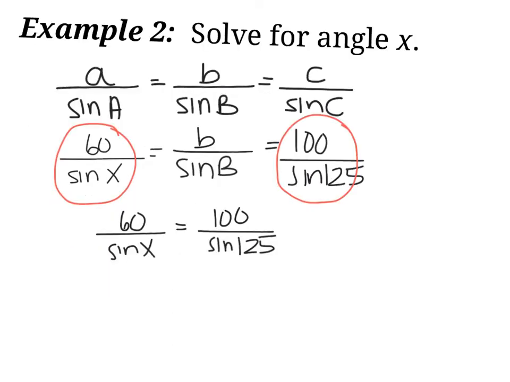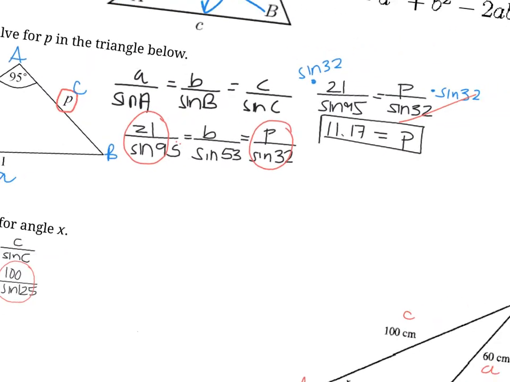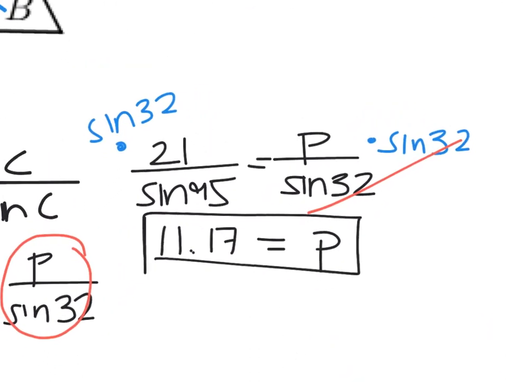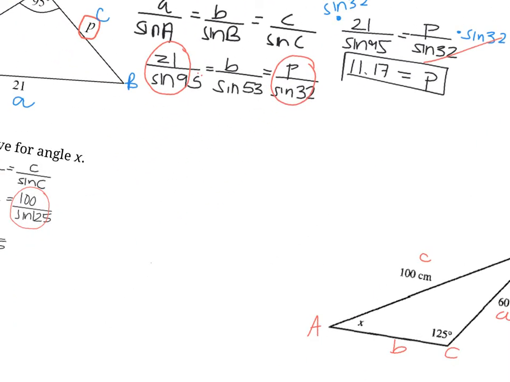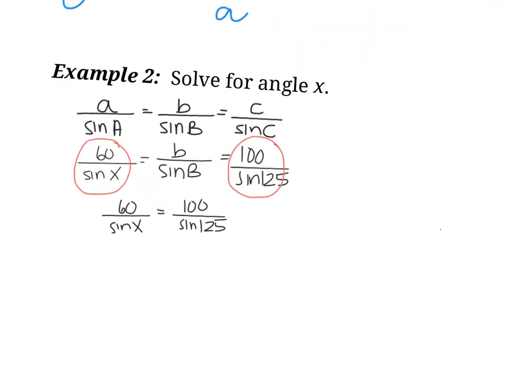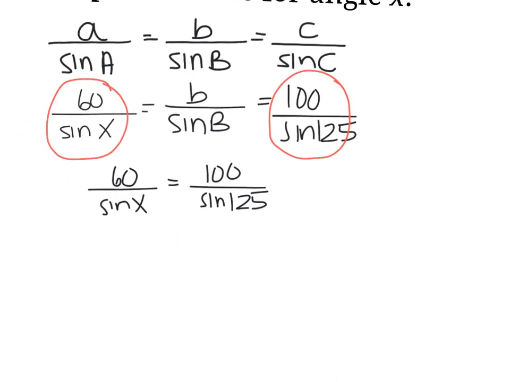So now we're stuck trying to solve for x here. This is a little different than above, because in this previous example, the letter we were looking for was at the top of the fraction. So here, this one's a little different when we're finding an angle for sine. What we're looking for is at the bottom right now. So we got to get to the top.